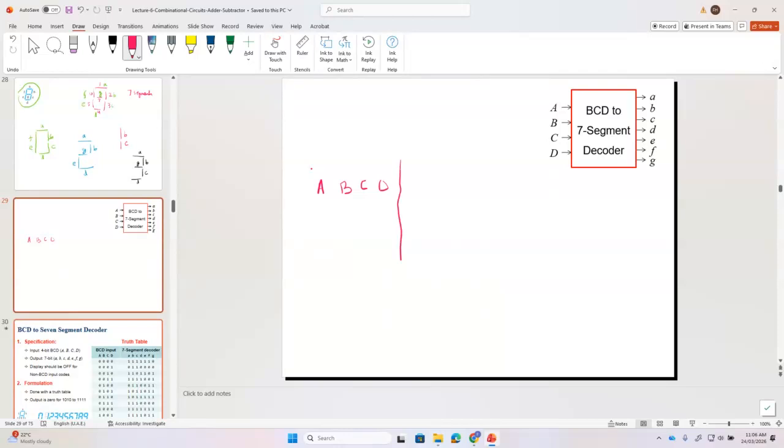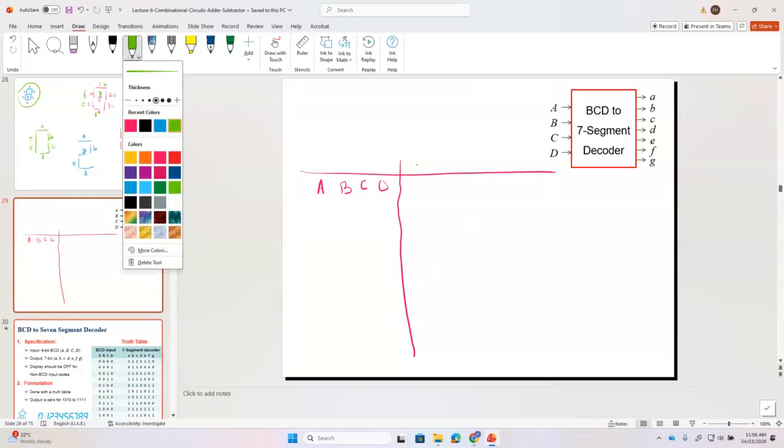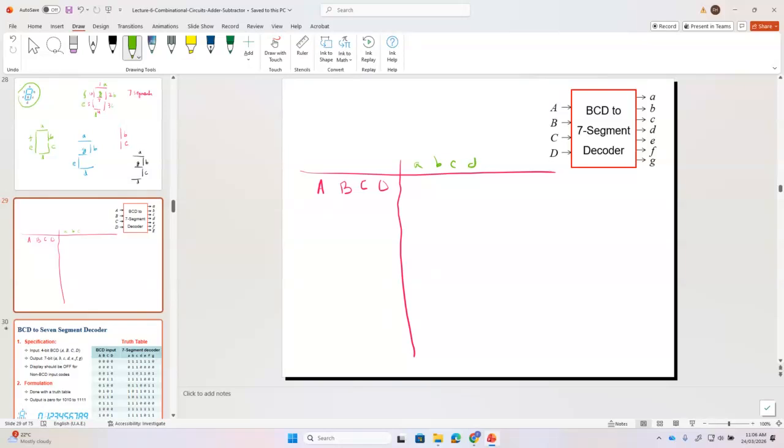This is my inputs. And now my outputs are, and I'm now using another color, a green color. So now this color is A, B, C, D, E, F, and G. Okay, now we want to display 0. So now this is my 0. Please, how can we display 0?